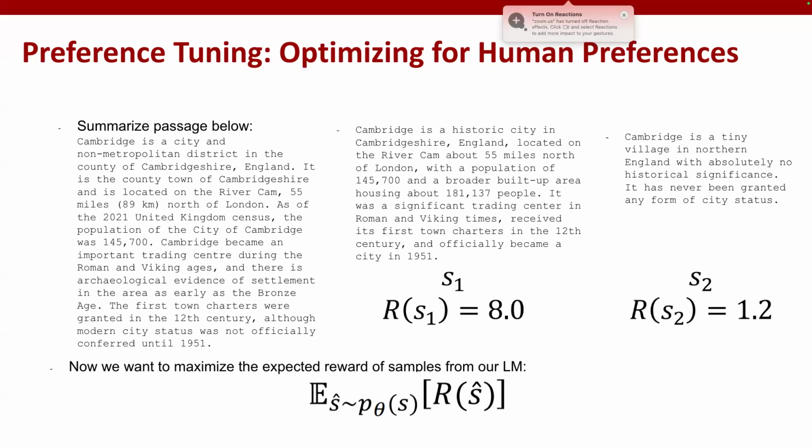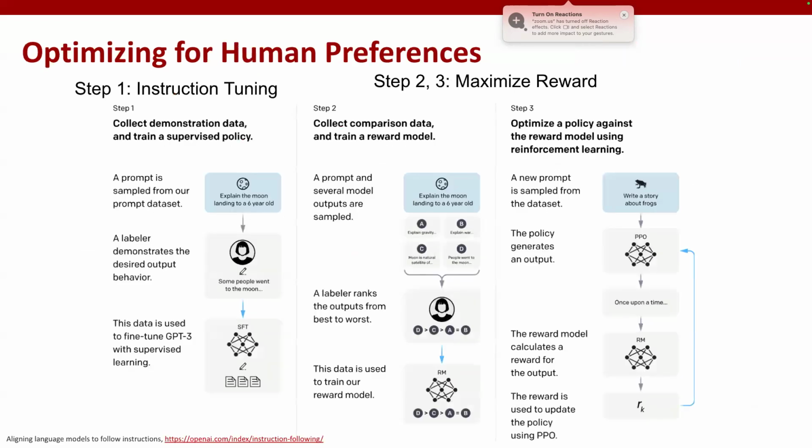So here's the example. This is an article taken from Wikipedia, and for example, we want to ask the model to summarize the passage below, and the model will output maybe a good summarization and a bad summarization. So what we do is train a reward model that gives a reward to each of the summarizations the model outputs. And we design the loss so that the model is more likely to output the answer with a higher reward and less likely to output the answer with a lower reward. And that's actually what they did when they trained GPT-3.5, the original ChatGPT model.